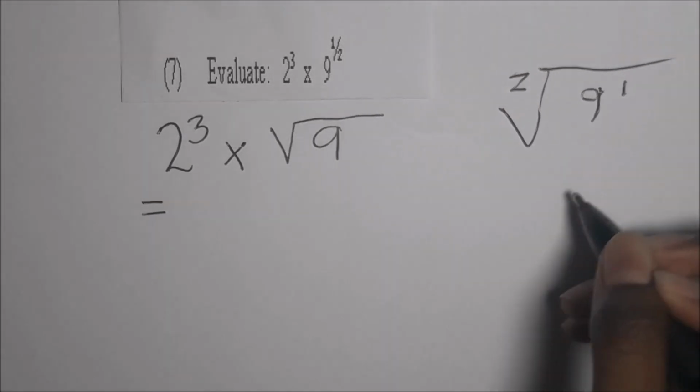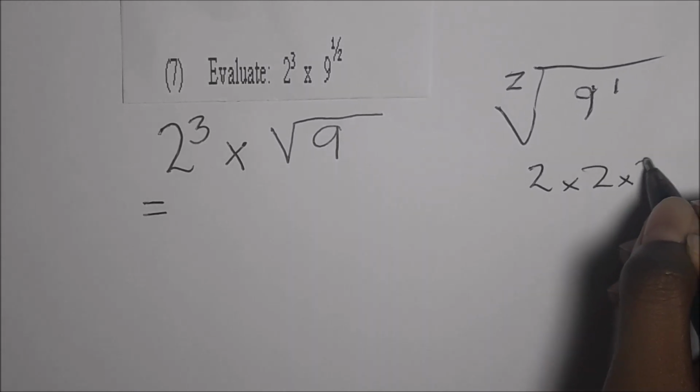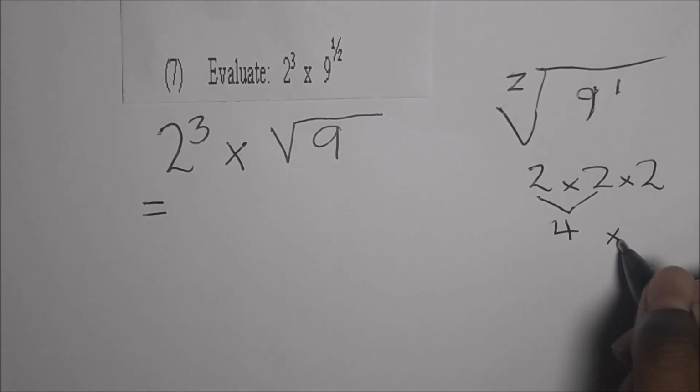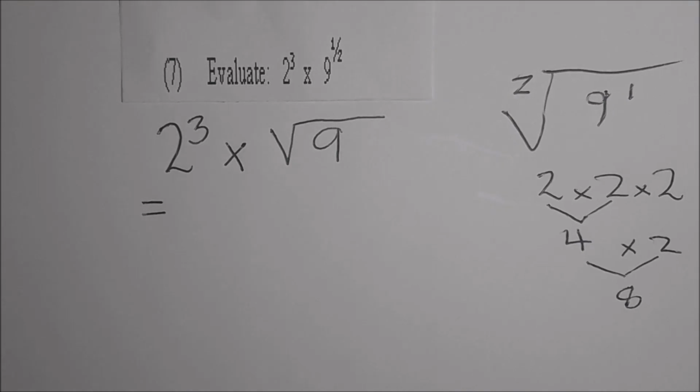Show me them across here. 2 to the power 3 is? 2 times 2 times 2. And 2 times 2 is 4. And 4 times 2 is 8. So put 8 under 2 to the power 3.